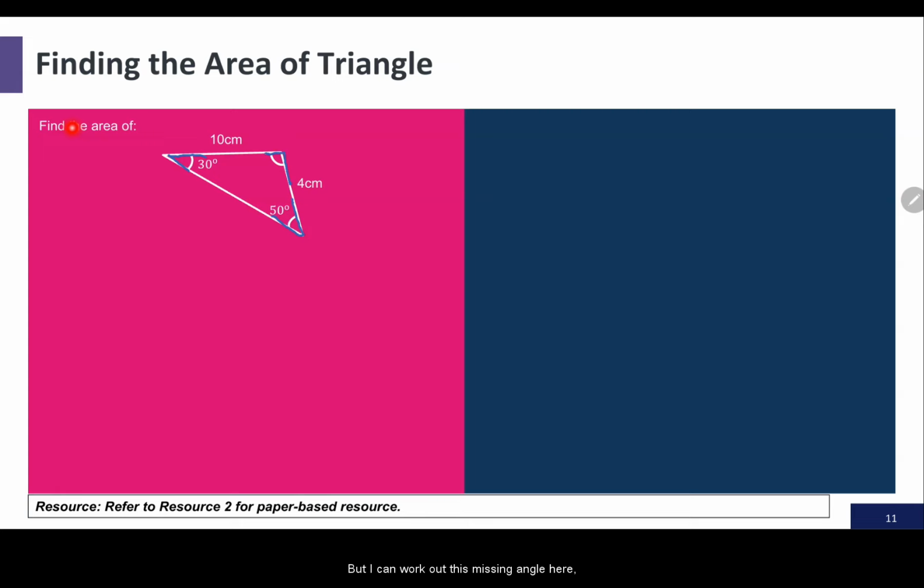But I can work out this missing angle here. 50 plus 30 is 80, which means this missing angle is 100 degrees. And now I have the relevant parts for the area. So capital C is going to be 100. Lowercase a is either going to be 10 or 4, and lowercase b is going to be the same. And there is the labelling.